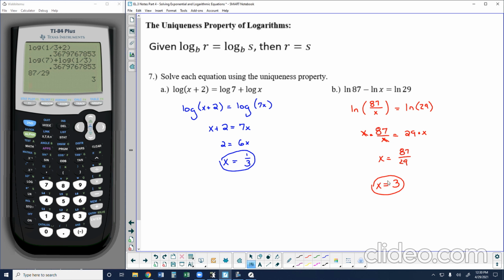Again, you could check this by typing in natural log of 87 minus the natural log of 3, and seeing that that value would be approximately 3.367. And also typing in the other side of the equation, evaluating it in the calculator, seeing that value is approximately the same. Thus, our answer here is correct. So the uniqueness property of logarithms works when you can get a logarithm on each side of an equation that has the same base.